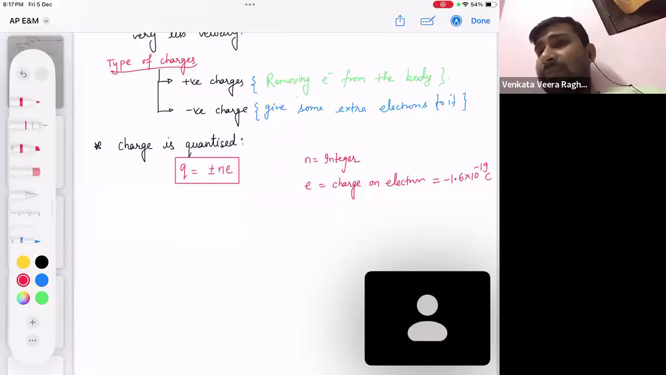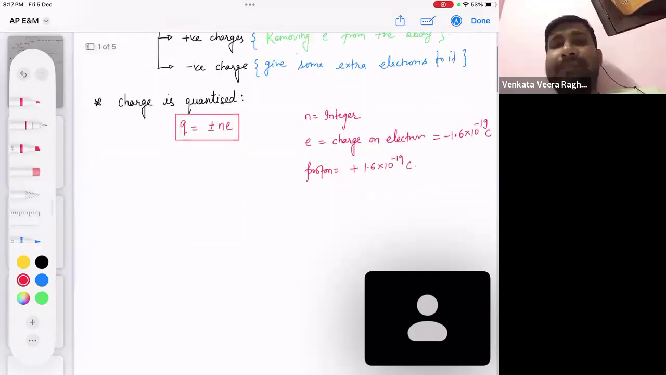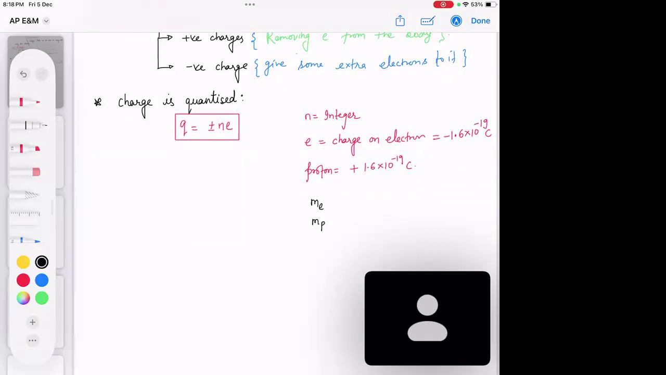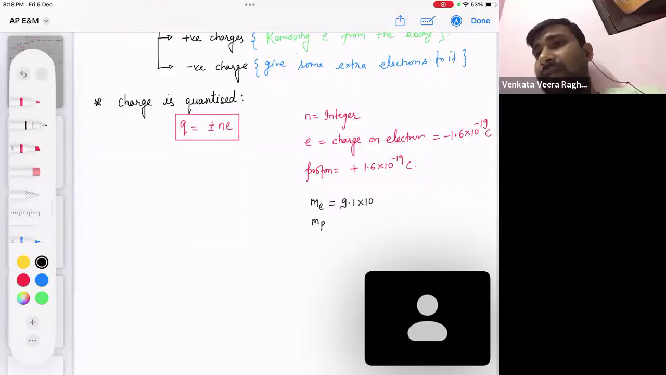Okay. And what will be the charge of proton? Proton charge is going to be plus 1.6 into 10 to the power minus 19 coulomb. Is that clear? Sometimes mass will also be required. Let's write it. What is the mass of electron and mass of proton? Mass of electron is 9.1 into 10 to the power minus 31 kg.